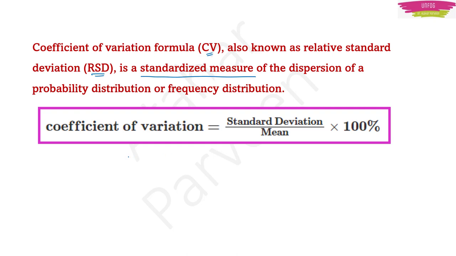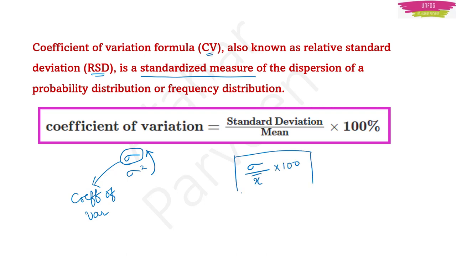Now, you know how to find a standard deviation. You know how to find a variance. You can use standard deviation to find variance. You can also use standard deviation to find the coefficient of variation. Okay, coefficient of variation, what is the formula? Standard deviation by mean into 100. That's it. Only so much is the formula. This formula is for the coefficient of variation.